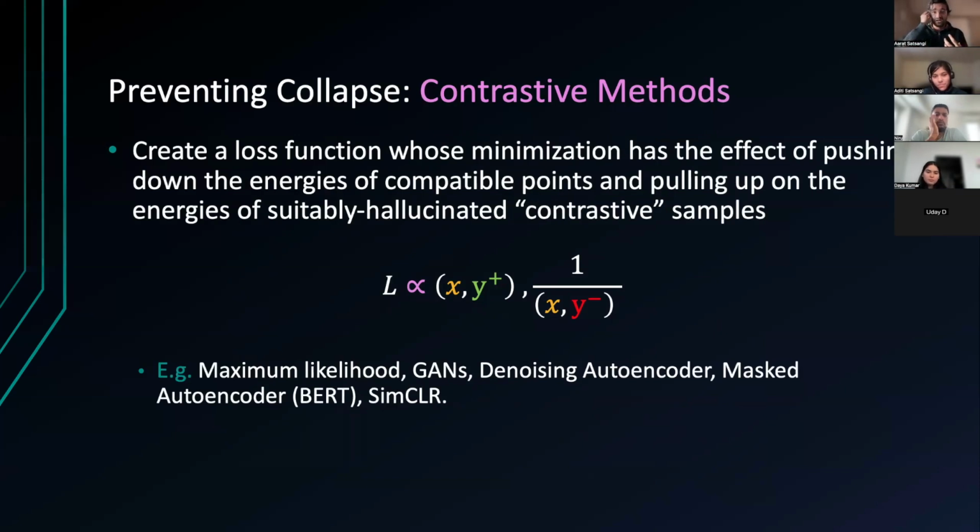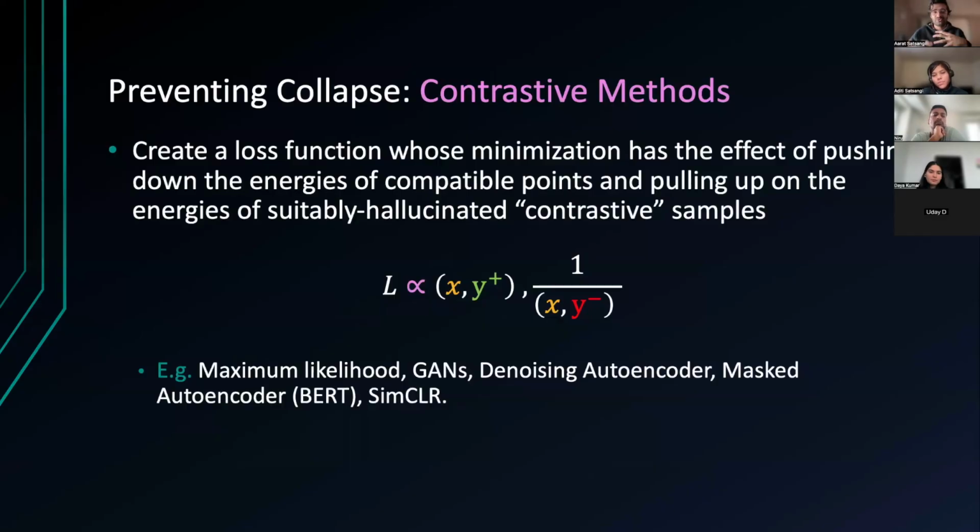I think I messed up. So this is the energy. Energy should be directly proportional to... wait, am I saying this wrong? Yeah, for compatible inputs, energy should decrease. So the loss for the compatible inputs should decrease, and for the incompatible inputs, it should increase. There should be an increasing, decreasing kind of function there.